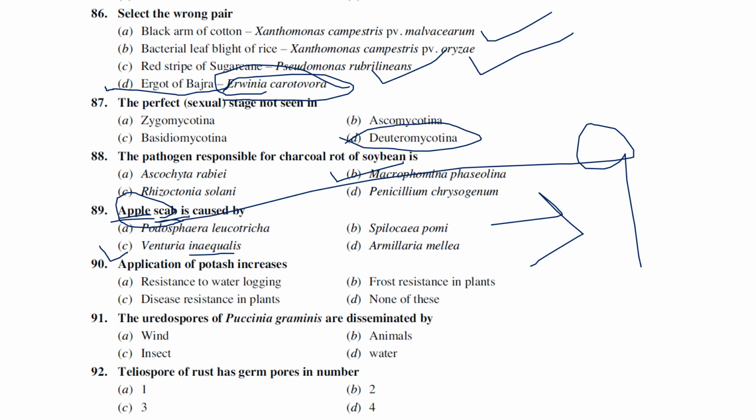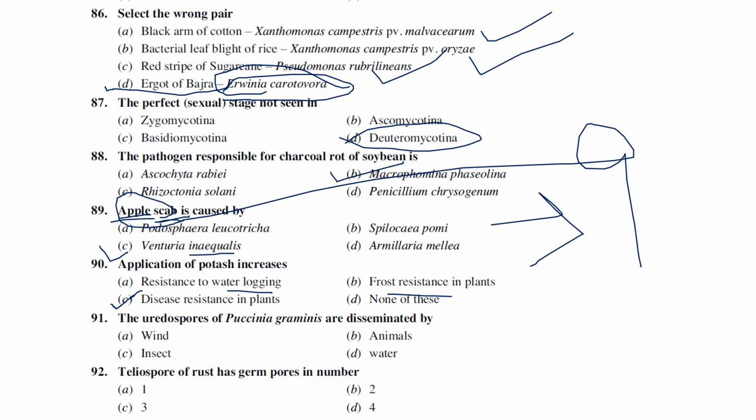Venturia inaequalis. Next one: application of potassium increases resistance to waterlogging, frost resistance, disease resistance, and none of the above. Generally, application of potash has two benefits when it comes to plant pathology: disease resistance and drought resistance. So the option given is disease resistance. So the answer is disease resistance.